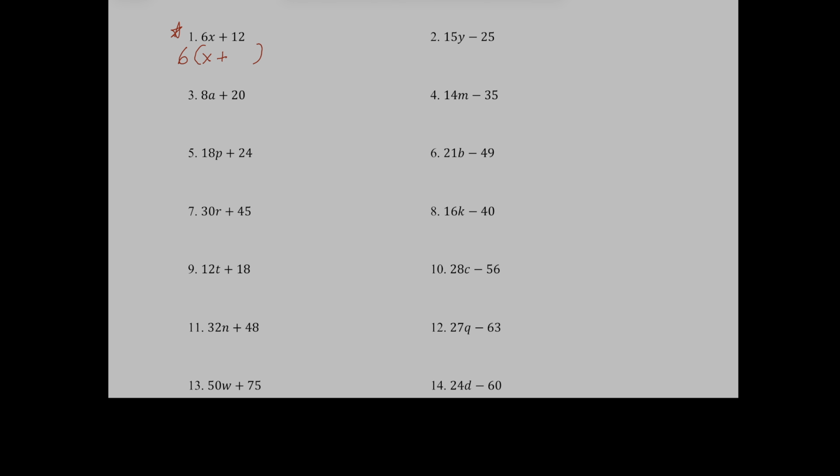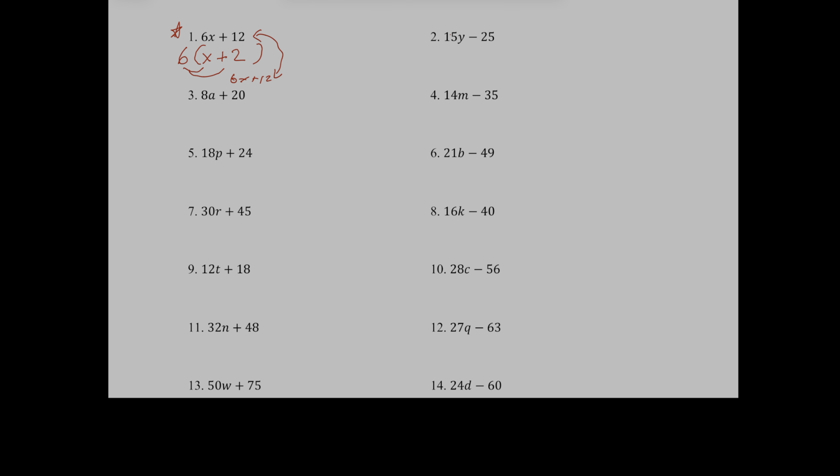If I had 12 and I pulled out 6, what's left over? And remember, we're dividing. Don't subtract, we're dividing. And the answer is 2. Now, how do I know if I got the answer right? Well, now go like this if you want, and you would see we would get 6x plus 12, which looks like the original. So that's how you would check it at the end. But my answer is 6 parentheses x plus 2.